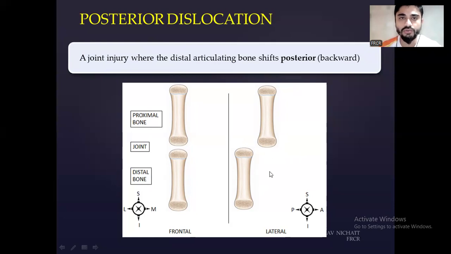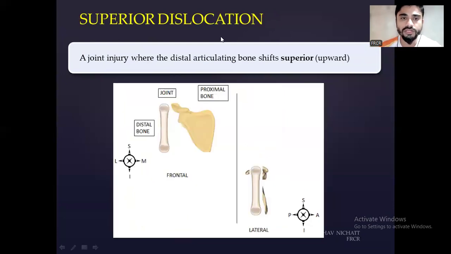Here on the lateral radiograph, for the sake of understanding, I have drawn these schematic diagrams. Here, see on the lateral radiograph, the distal articulating bone has shifted posteriorly. So that is the reason we are labeling this as posterior dislocation. Now coming to superior dislocation, a type of joint injury where the distal articulating bone shifts superiorly, upwards. Okay, so this is a classical example of the glenohumeral joint over here. For the purpose of understanding, I have taken the glenohumeral joint.